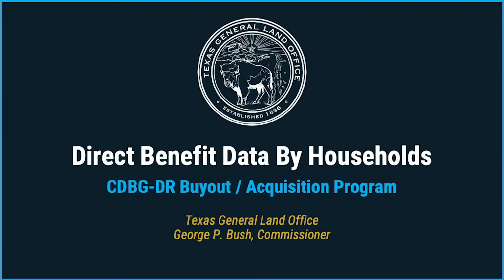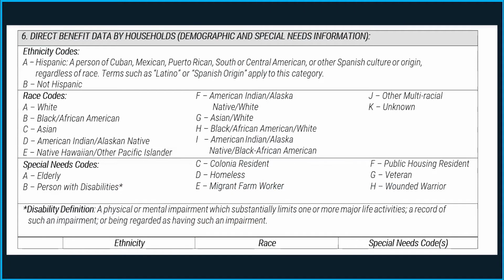Section 6 is where the applicant provides direct beneficiary data for the household. On the top of this section, there are different codes for ethnicity, race, and special needs. Ethnicity codes are either A or B codes. A is a household member with Hispanic ethnicity. Hispanic ethnicity can be a person of descent or ethnicity of Spanish culture or origin, regardless of race. Or B, if an applicant or household member does not consider themselves of Hispanic ethnicity, they will choose B, not Hispanic.